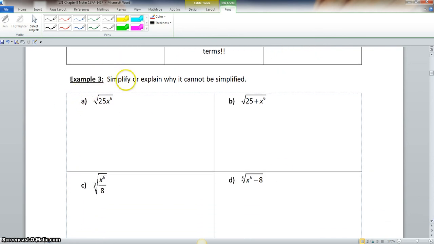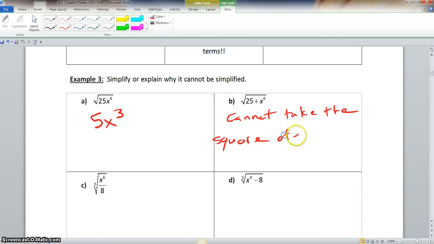Okay, now with example 3, it says simplify or explain why it cannot be simplified. First of all, the square root of 25 we know is 5. The square root of x to the 6 is x to the 3rd. Now we go to B. Now remember, this cannot be simplified. You cannot take the square root of the individual terms. So you could put cannot take the square root of each individual term.